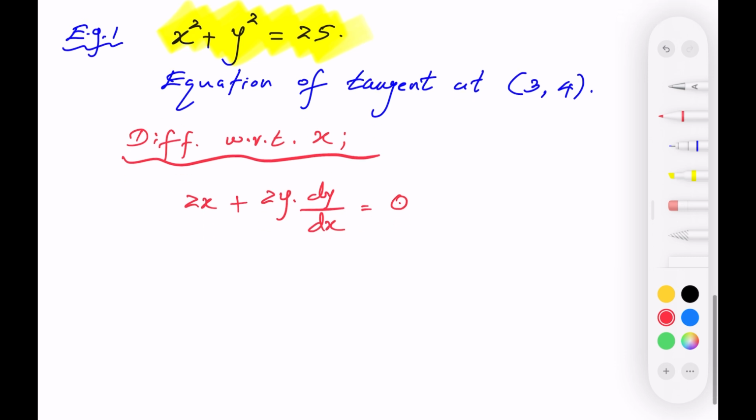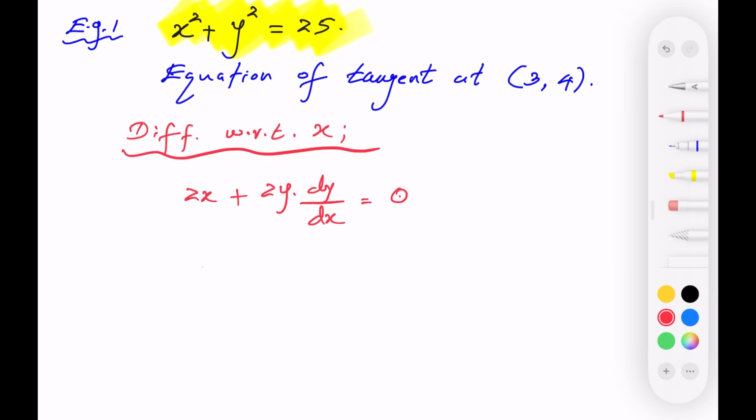Now from this equation, quite easily, I can solve for dy by dx. dy by dx should be equal to negative x over y. Because you can see that the 2's can be cancelled, and then I need to subtract the x from both sides, and after that I can divide both sides by y.